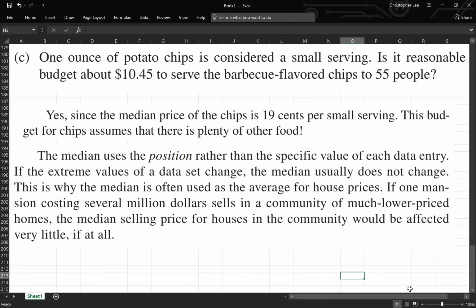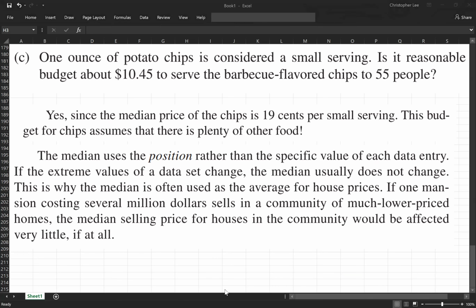Basically, if we talk about the Bronx here, y'all know we got mansions over in Riverdale, but those mansions don't affect our housing prices. That's what that is saying. We also use it for salaries too, because y'all are all gonna be making six figures one day, so it's gonna help y'all with that.